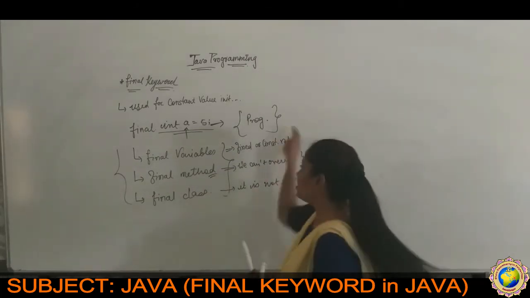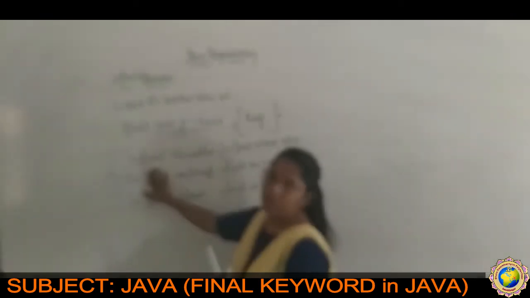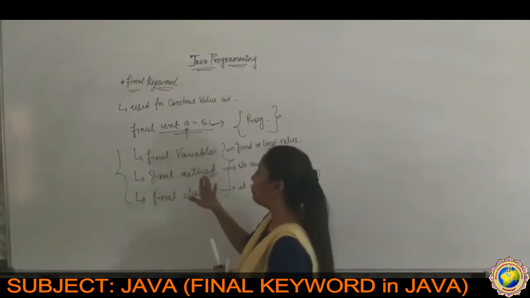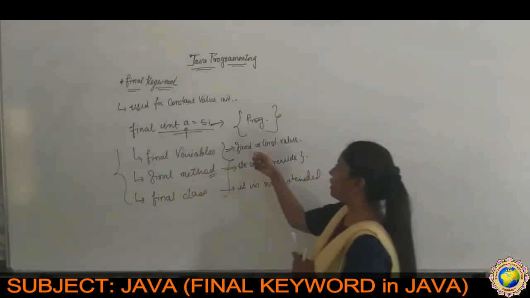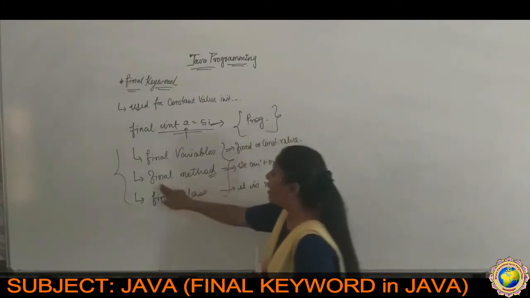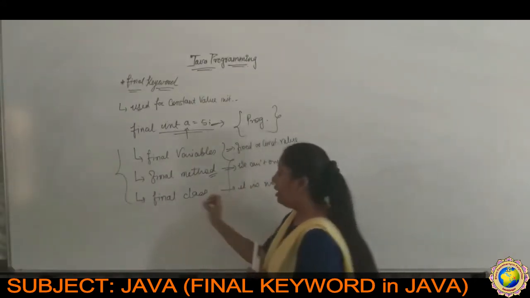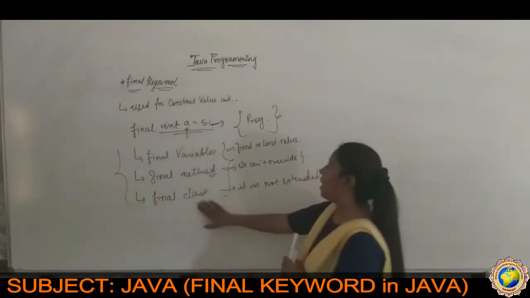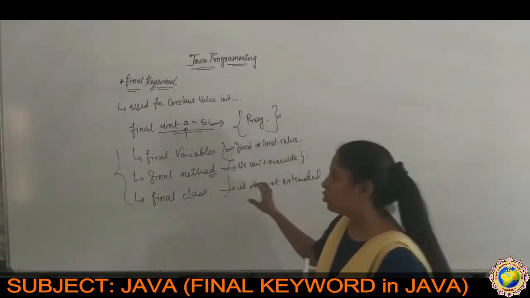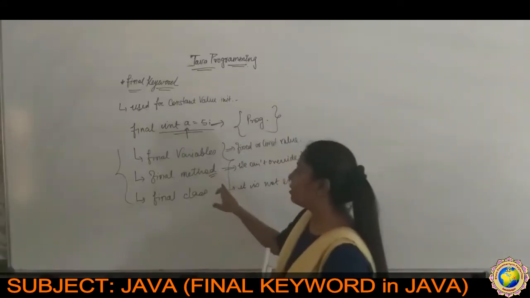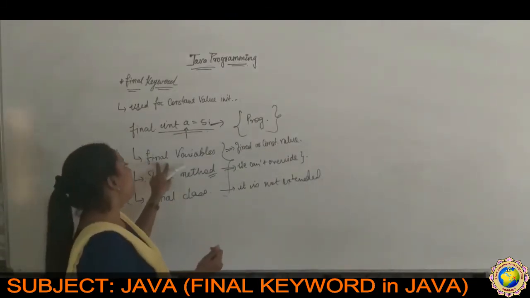So for these three purposes we are using the final keyword: final variable, final method and final class. A final variable is for a fixed and constant value, a final method is so that we cannot override the method, and a final class is one that is not extended. Let's see what we mean by the final variable.